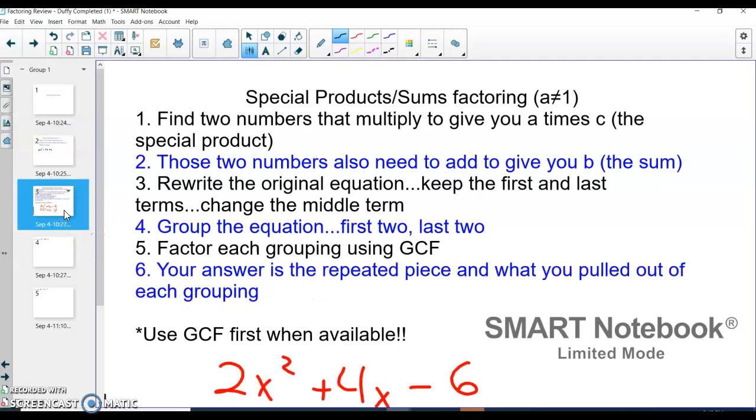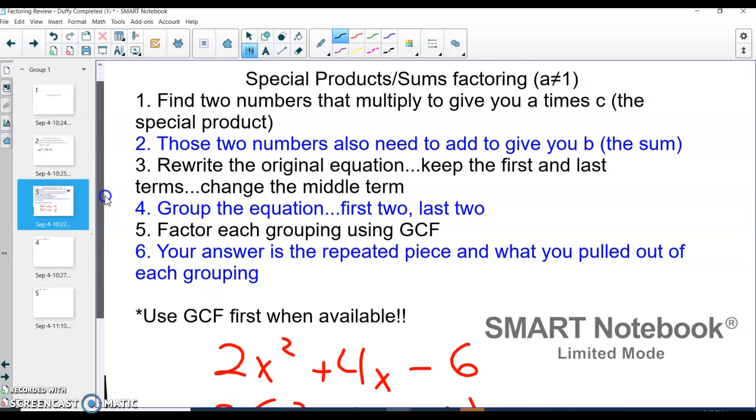Here, we have the special product. So when a doesn't equal 1, so it could be -1, it could be -2, it could be 4, it could be 5. There's so many different ones. It's just whenever a doesn't equal 1, and then we follow these factoring by grouping steps that we saw a little bit in that first review preview.